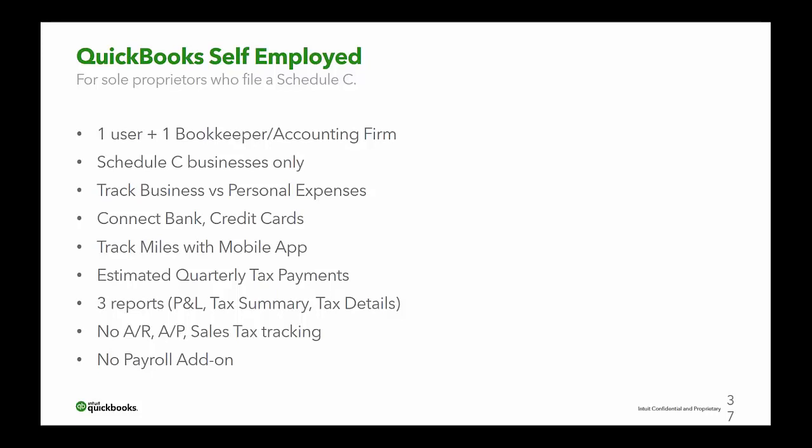This particular program, QuickBooks Self-Employed, has only 3 reports. It's got a profit and loss, a tax summary, and then tax details. I would like to point out again, because we're only determining whether the transactions going through your bank account and your credit cards are personal versus business, there's no AR, AP, or sales tax tracking in this program. And there's no payroll add-on, so you can't add payroll to this. This is solely for anybody who's working for themselves and not having taxes withheld when they get paid. Okay? So those are going to be the differences.